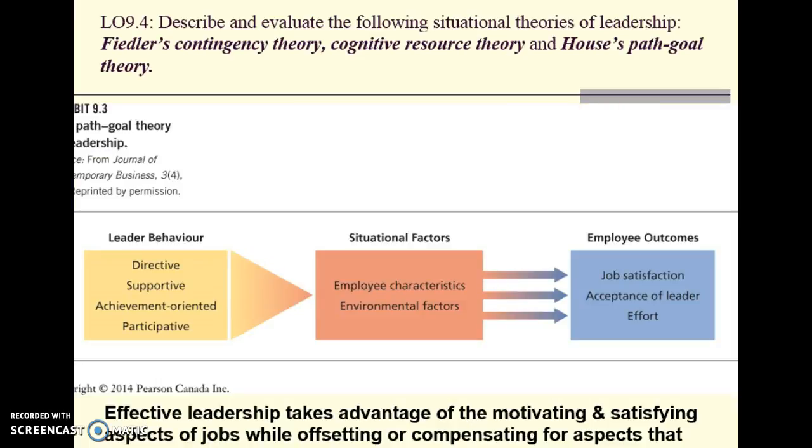Here we see a graph indicating the path-goal theory of leadership. In the first part, we have leader behavior that can be directive, supportive, achievement-oriented, or participative. Situational factors like employee characteristics or environmental factors lead to employee outcomes: job satisfaction, acceptance of leader, and effort. In the lower part we have that effective leadership takes advantage of the motivating and satisfying aspects of jobs while offsetting or compensating for aspects that demotivate or dissatisfy.